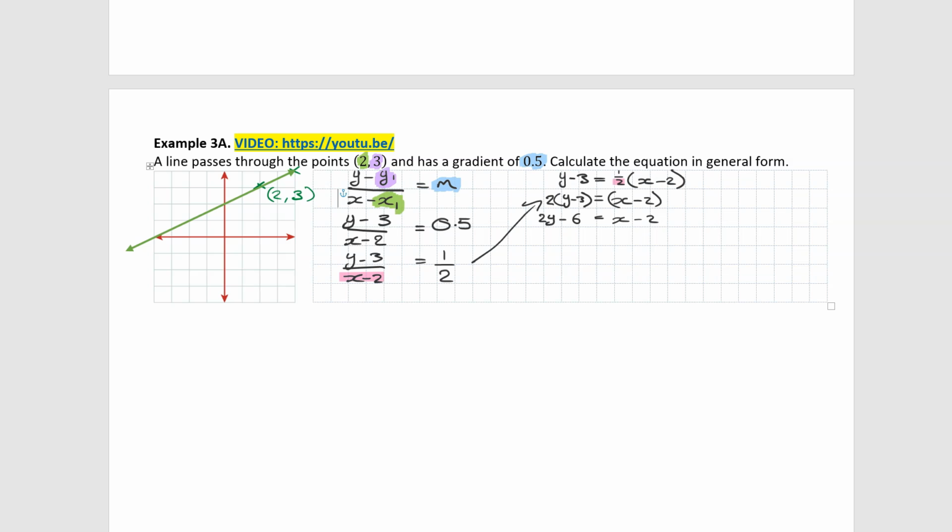Now the next problem is I've got this minus 6 on the left hand side. I don't want that. I want all of my constants on the right hand side. So I'm going to add 6 to both sides. That will give me 2y equals x take 2 plus 6. Then I don't like this x over here, so I'm going to move it to the left. That's going to give me minus x plus 2y equals minus 2 plus 6. Collecting like terms, I get minus x plus 2y equals plus 4.